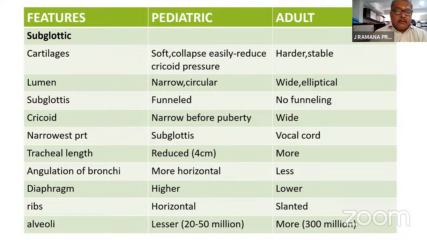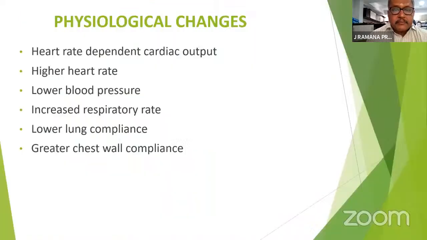So the narrowest part of the airway is the subglottis, whereas it is the vocal cords in adults. Diaphragm is relatively high. Ribs are horizontal. Number of alveoli is less in the pediatric population.